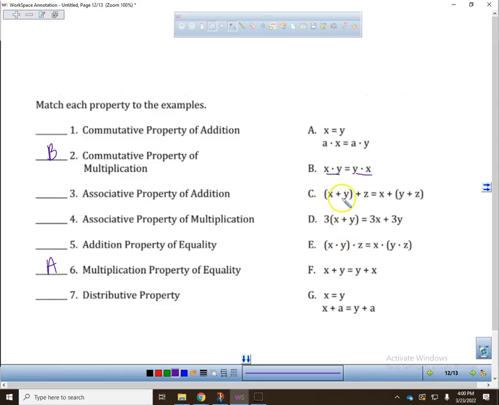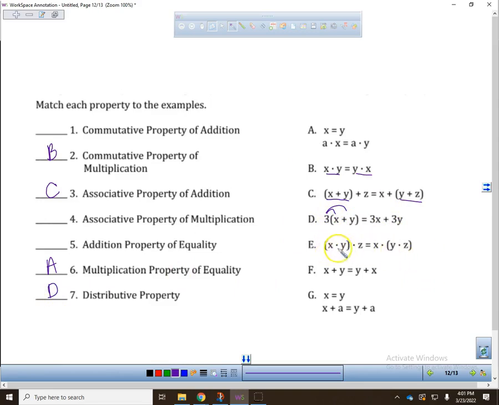The next one I've got x plus y plus z, and then here I've got x plus y plus z. I noticed that what's happened is my parentheses have moved places. The groupings have changed. That's going to be the associative property, and we've got addition here. Our numbers are associating with other values. That's going to be the groupings. That's the associative property of addition. Next we've got 3 times x plus y, and that's the same thing as 3 times x plus 3 times y. This is what happens when we distribute our 3. So we're looking at the distributive property.